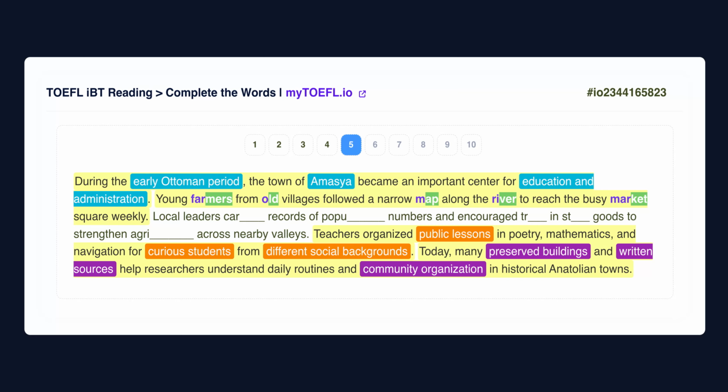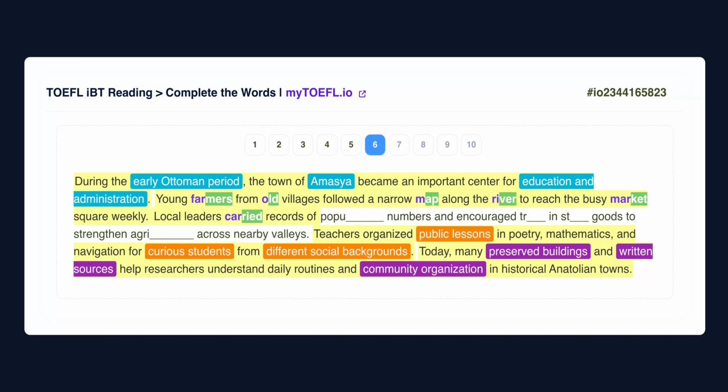Now we move to the next sentence about the local leaders. We need to find the action they took regarding the records. Local leaders car-blank records of. The word begins with the letters C, A, and R and has four empty blanks. In this sentence, we need a verb in the past tense to describe the responsibility of the leaders. When someone maintains or keeps formal documents, we can say they carried those records. Considering the available information, this verb correctly describes the administrative action taken by the officials in Amasya.